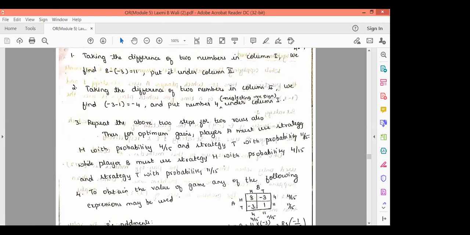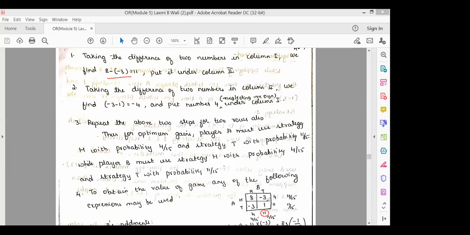So here what I have done: this is the payoff matrix. I hope this is visible. Now, taking the difference of two numbers in column 1. In column 1, which are the two numbers we have? It is 8 and -3. So take the difference of 8 and -3, 8 minus -3, which is written here. 8 minus -3 is how much? 11. So write this 11 here, that is below the second column.